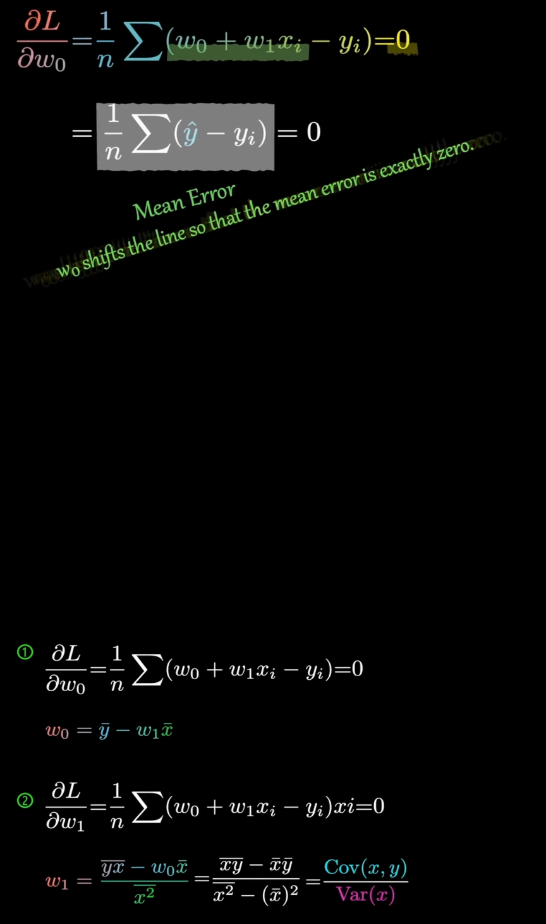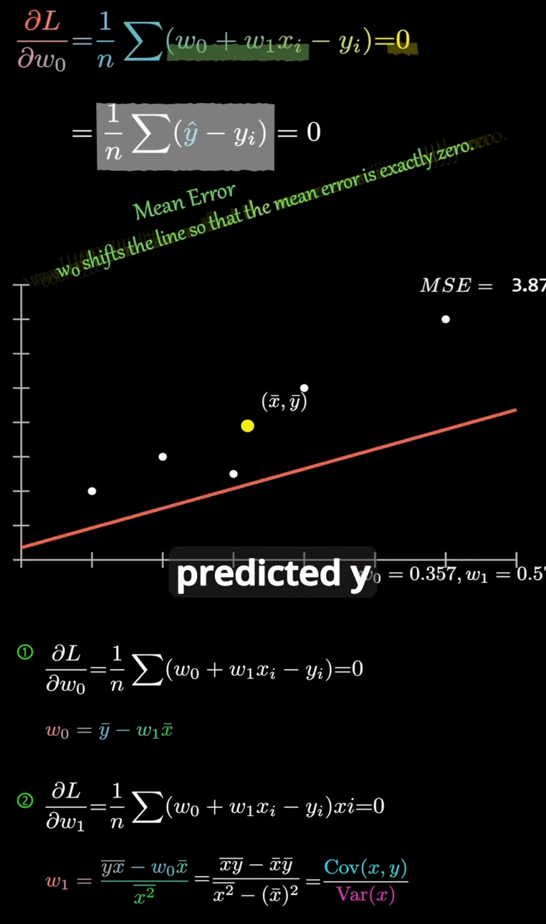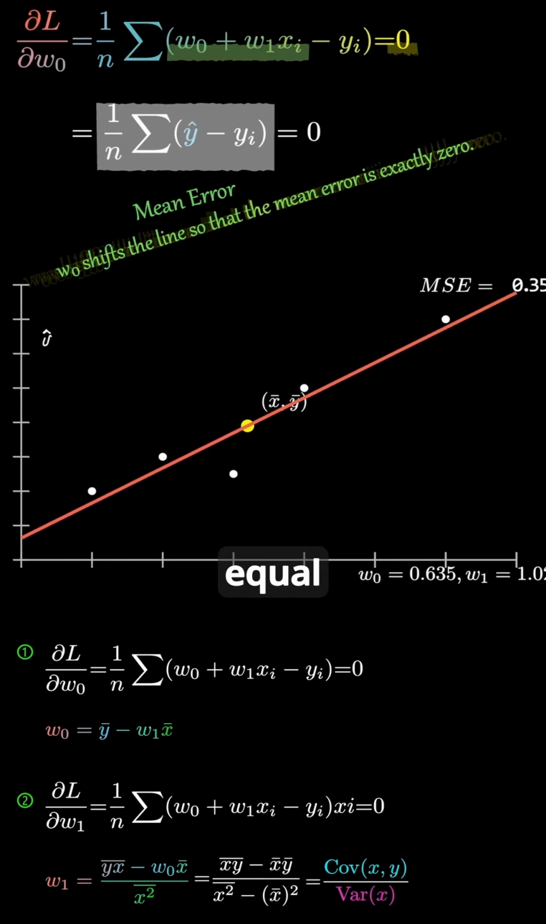errors is automatically 0. Graphically, if we input the mean of x into the regression model, the predicted y hat will exactly equal the mean of y. The intercept ensures that this property holds, adjusting the regression line up or down as needed. If you reflect on this for a moment, it makes intuitive sense.